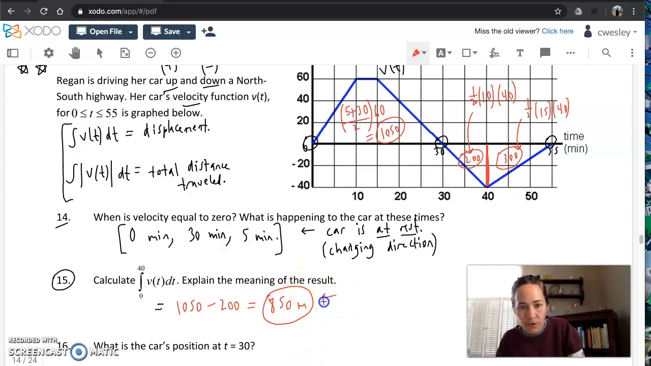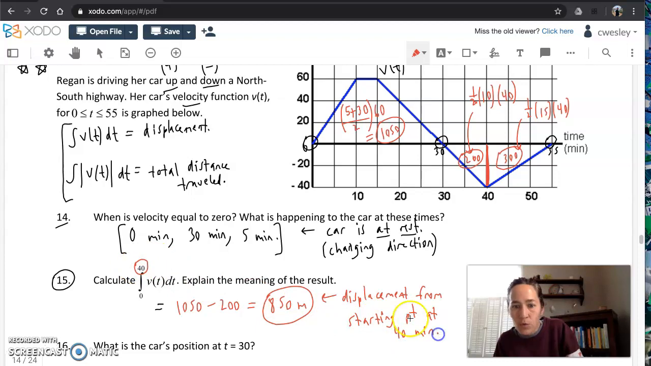Explain the meaning of the result. This is your displacement from the starting point at what time? 40 minutes into the experiment, so at 40 minutes. We're not saying she traveled 850 meters because she actually traveled more than that. She traveled some north and then some south, but this is how far she is. If she freezes at that point, she's this distance away from where she started. And since it's a positive, you can say she's north of where she started.